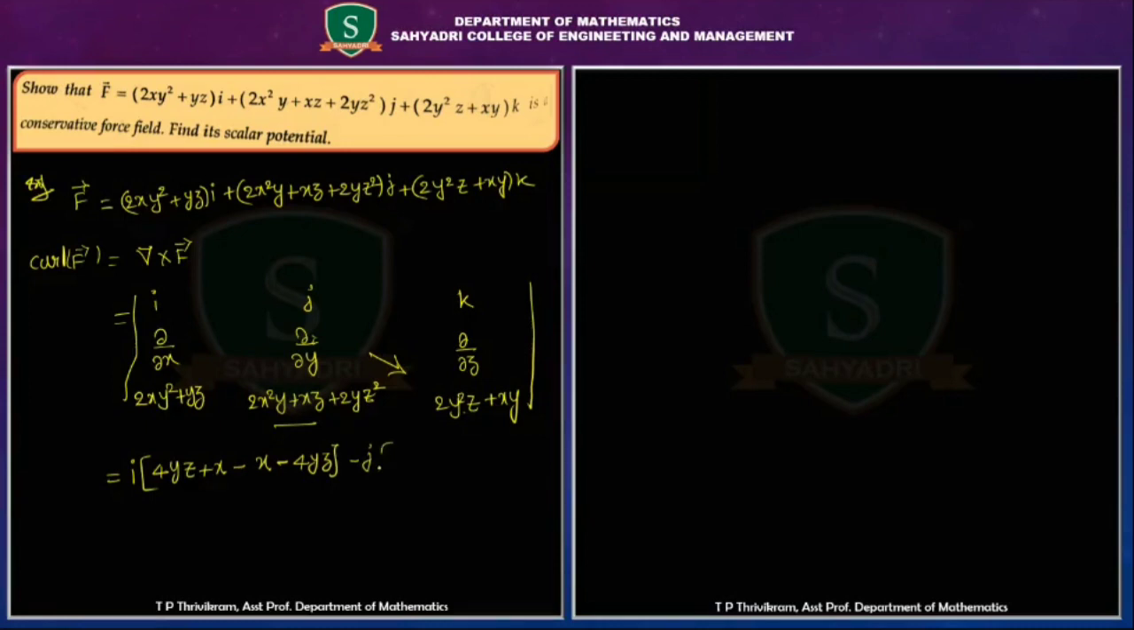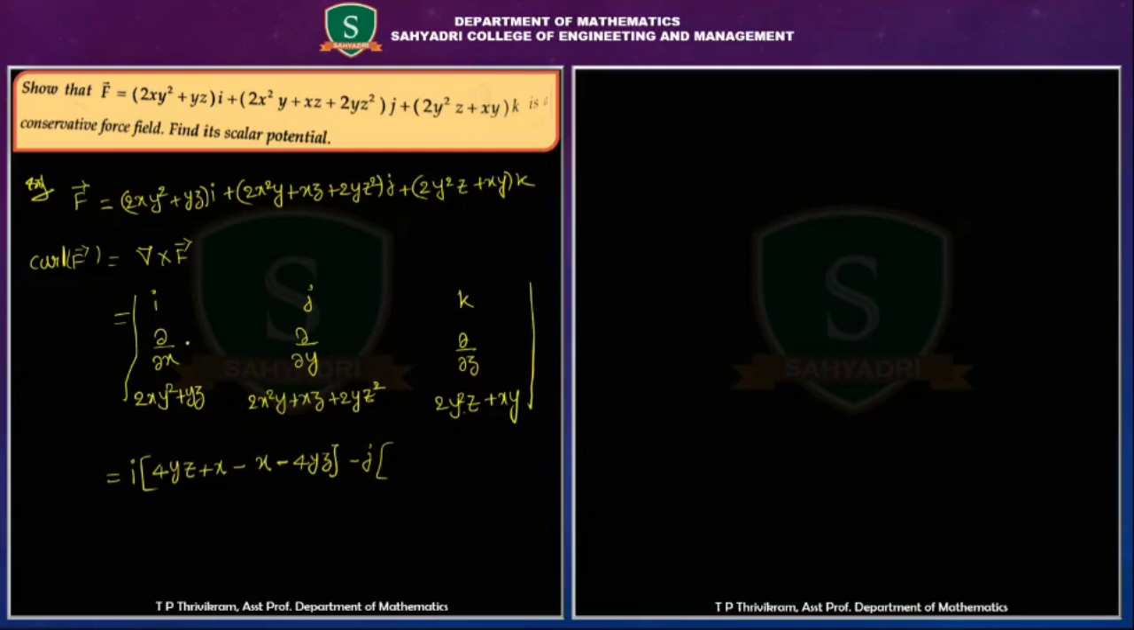Minus j into next. Sir, in the beginning, i into... 4xyz, no, sir. No, sir, no. What happened? No, sir, I took it from the second column, so it goes wrong. Okay, proper. Here is proper. Okay.